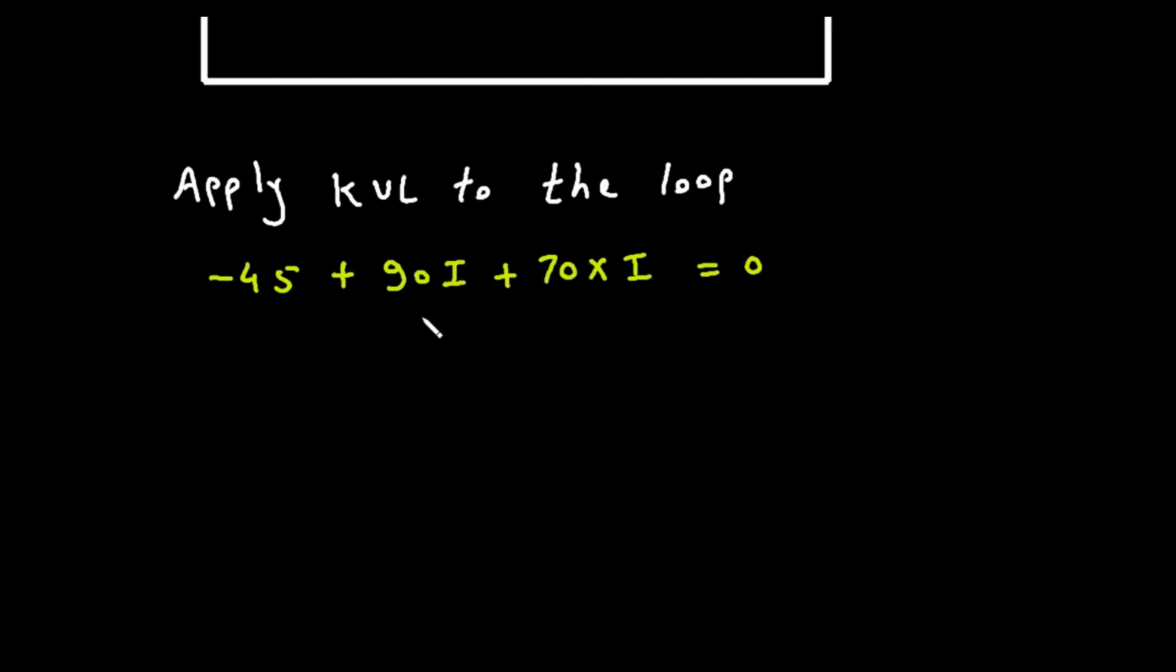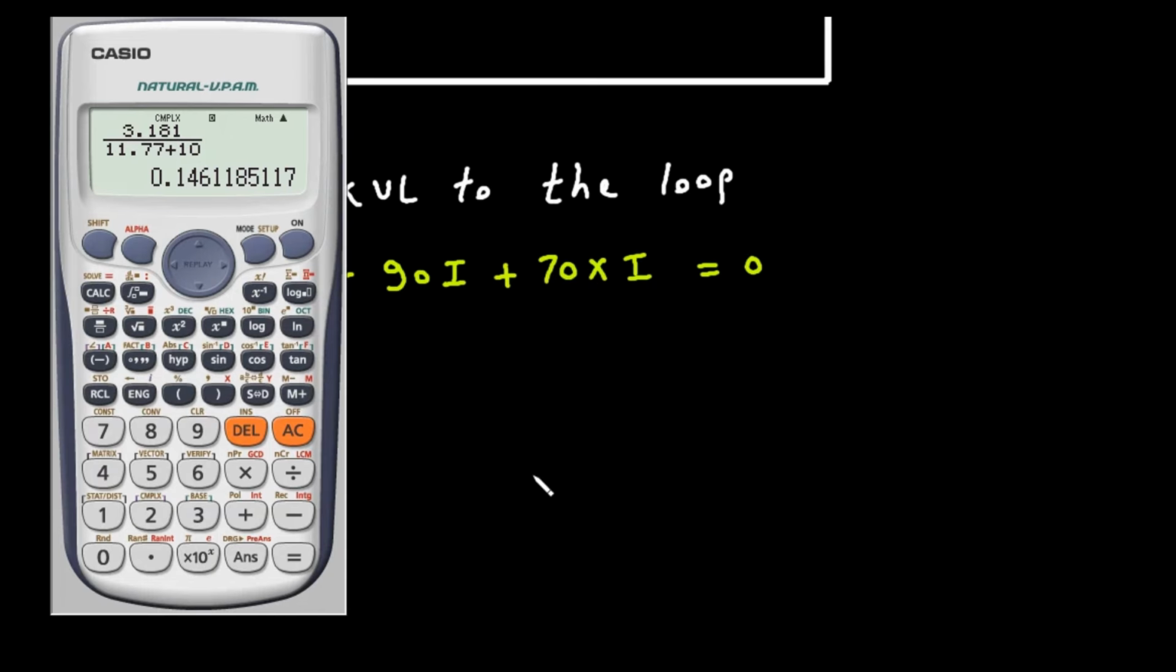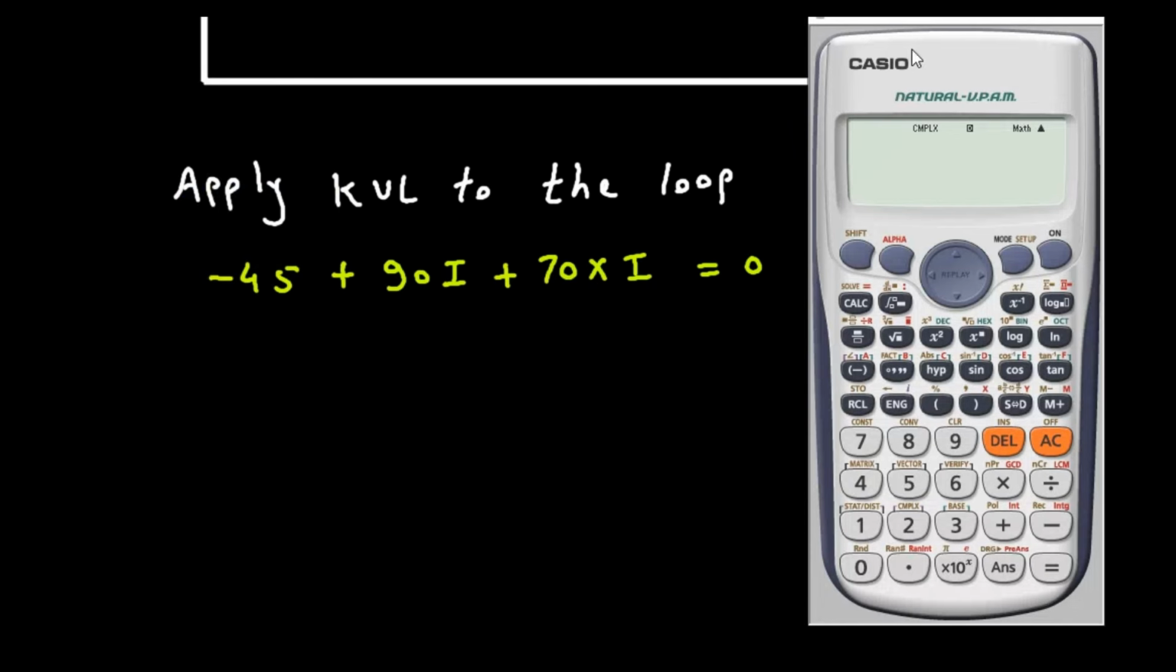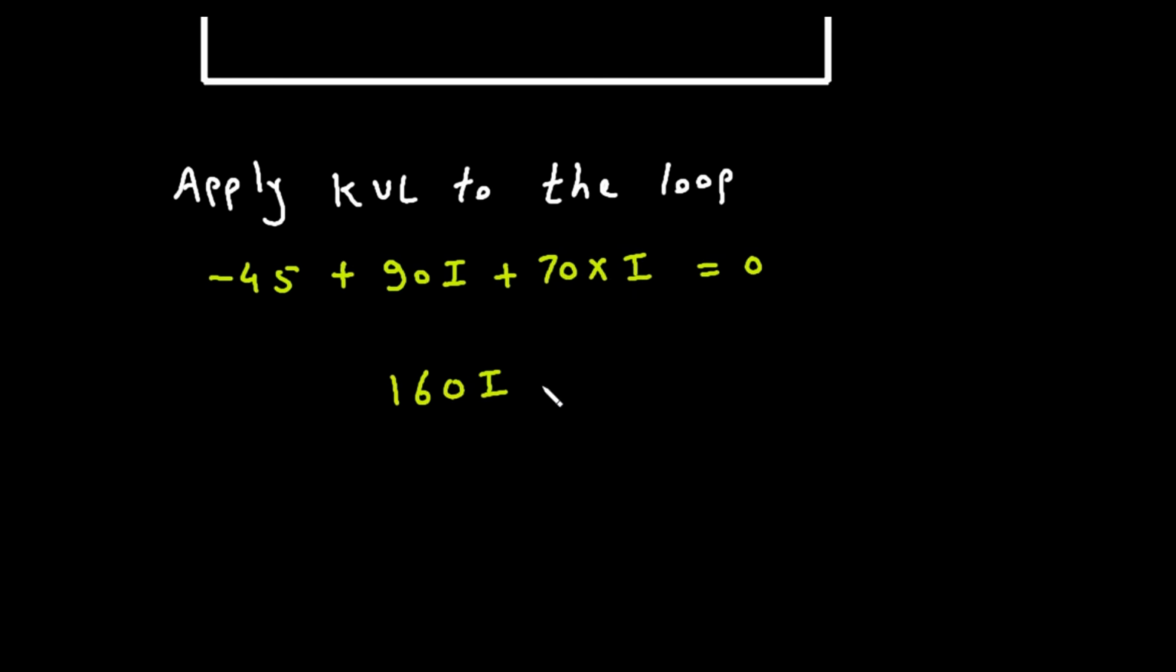Now here we can see we got this equation. So from this equation we can find the value of current I. We can take this minus 45 on the right side. So it will be 70 plus 90, which is 160. So 160 I is equal to 45. Now here, I is equal to 45 divided by 160.